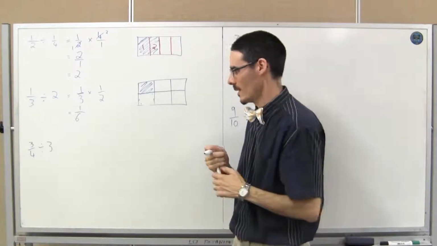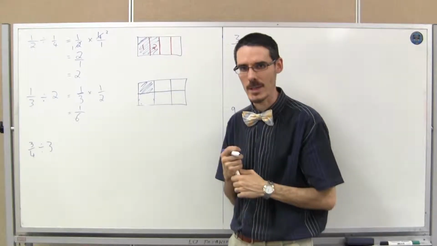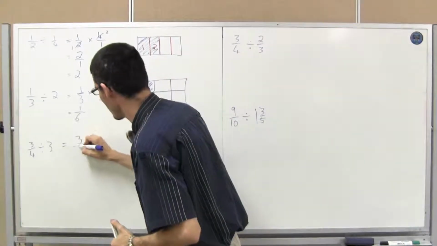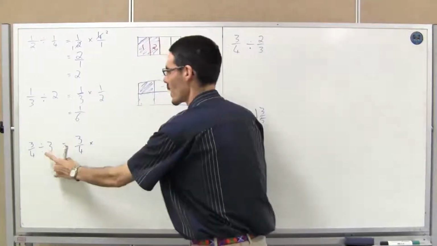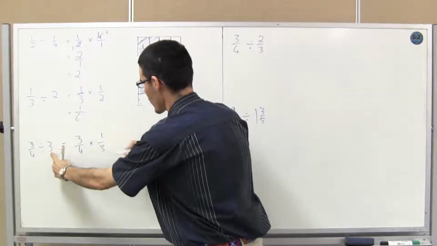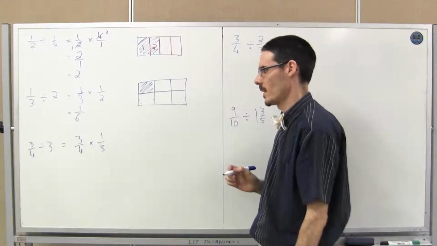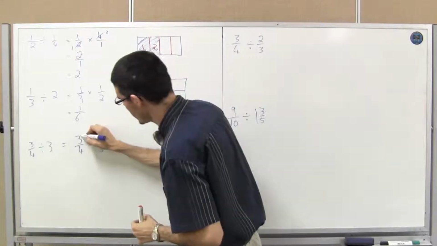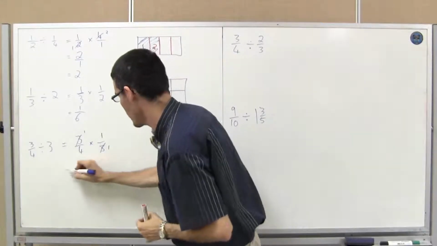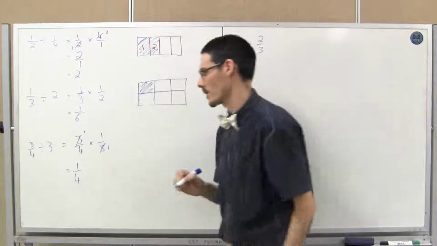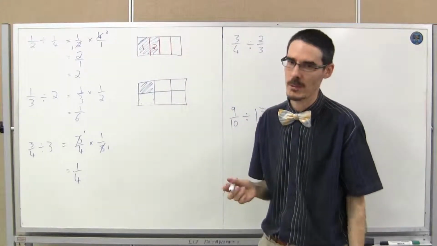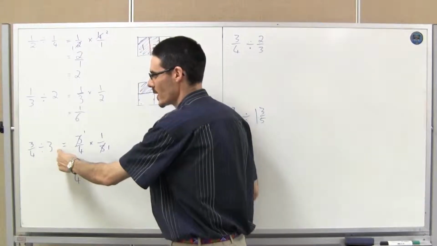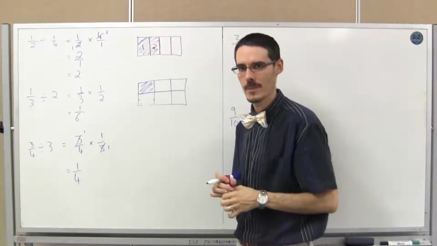Third example, 3/4 divided by 3. It's going to be very similar to this one. It's going to be 3/4 multiplied by the reciprocal, 1/3. Now I can see a common factor here. Well, 1 and 1 leave me with 1/4. Now, of course, you probably thought that already. I had 3/4 divided by 3 is going to give me 1/4.